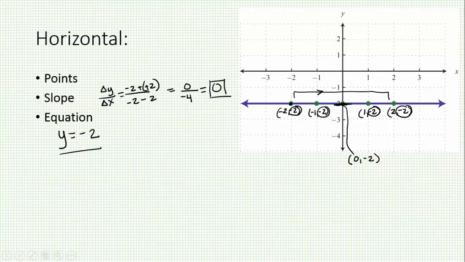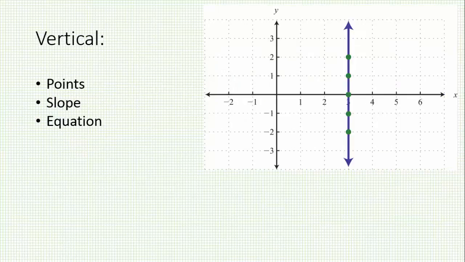Let's look at a vertical line. So here's a vertical line, and we see a similar pattern in the points. We've got 3, 2, 3, 1, 3, 0, 3, -1, and 3, -2. So these all have the same x coordinate, right? That's the difference. So the equation for these is going to be x equals 3, because x equals 3 every time. Let's look at the slope.